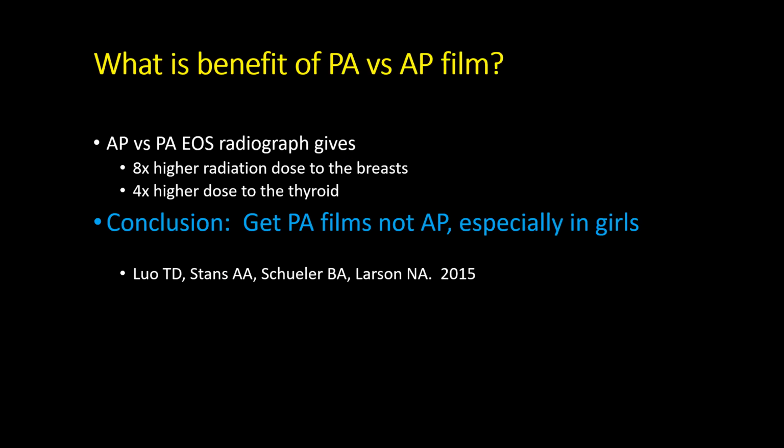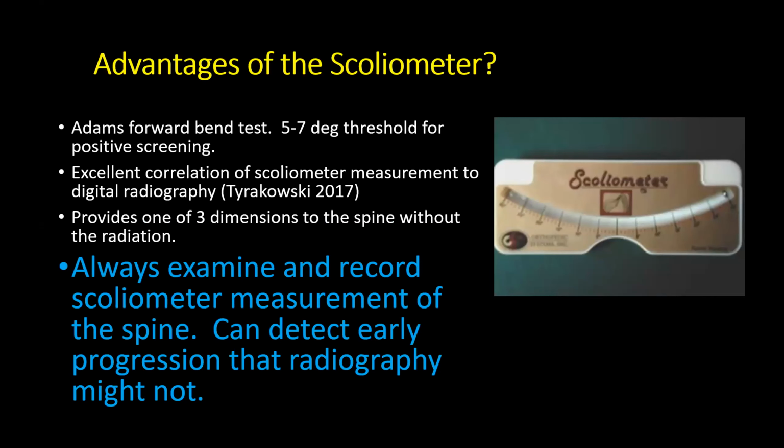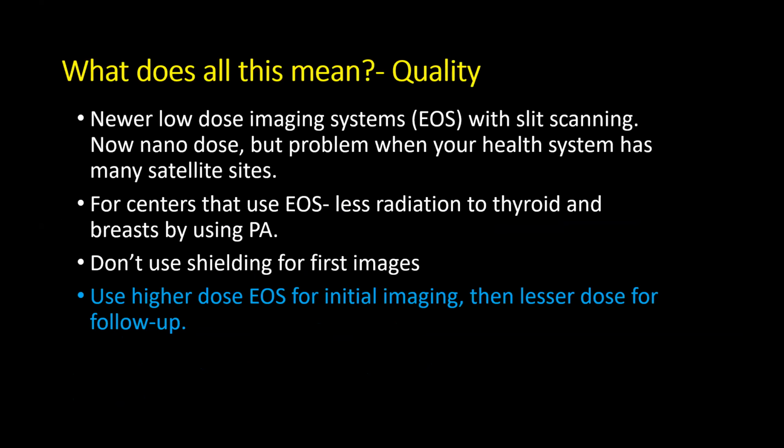What is the benefit of PA versus an AP film? Well, there again, the PA film gives you much less radiation than the AP film, especially to the breast and thyroid, and especially in girls. Advantages of a scoliometer. You should always examine and record the scoliometer measurement of the spine. It can detect early progression that a radiograph may not. So I find that this is a very useful tool in association with your radiographs.